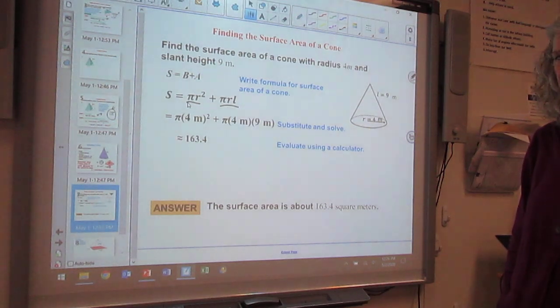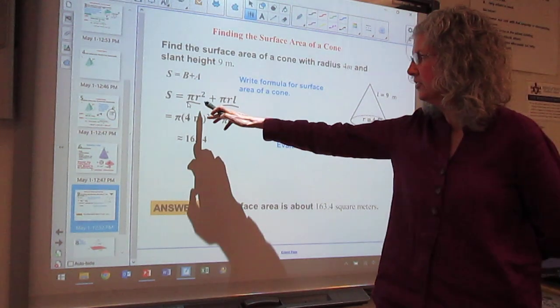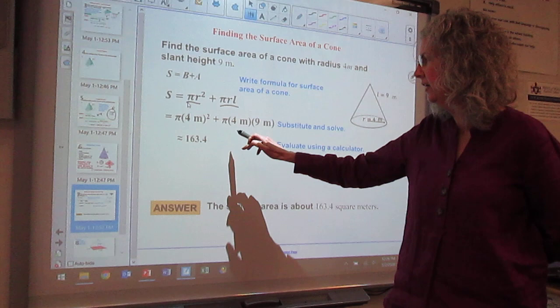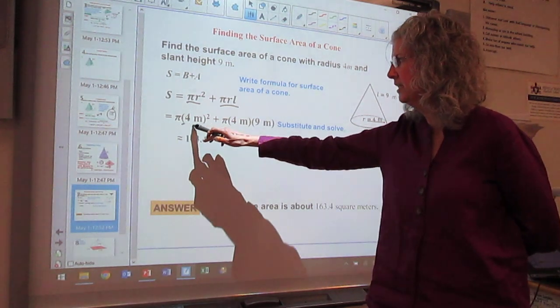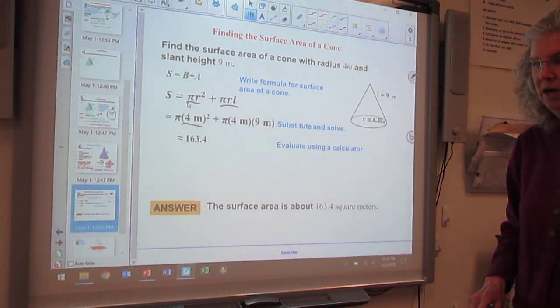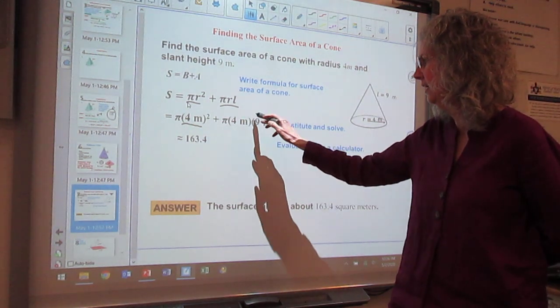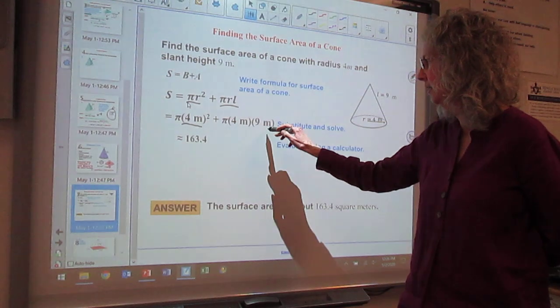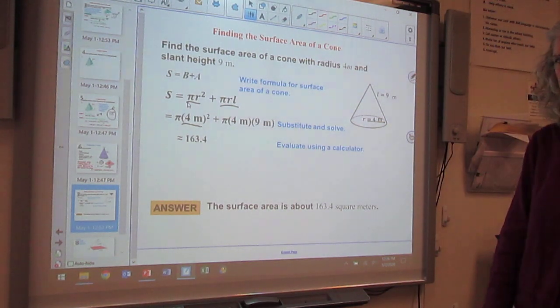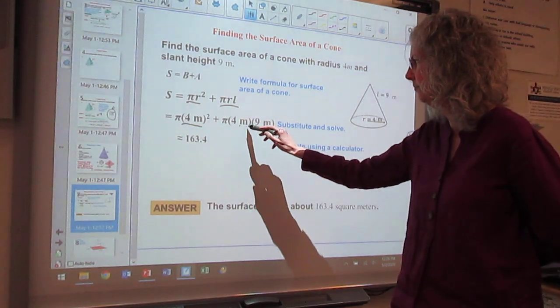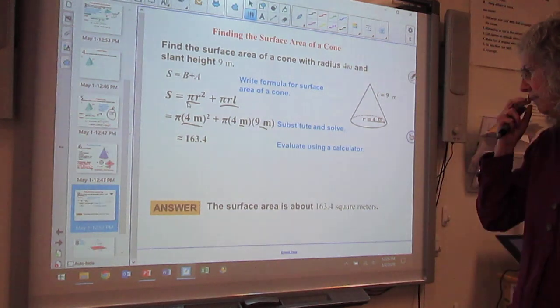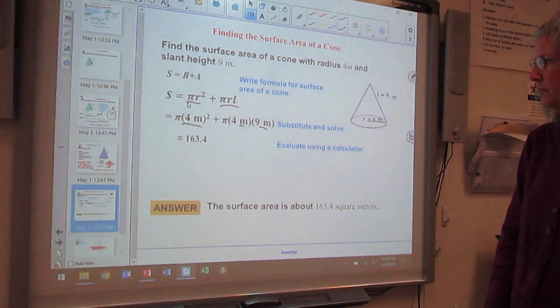We're going to make sure that we end up with like units. R squared is going to come out to meters squared. You must put this in parentheses or it is wrong. 4 meters times 9 meters is going to be 36 meters squared. Okay, the meters times the meters. And you end up with 163.4 square meters approximately.